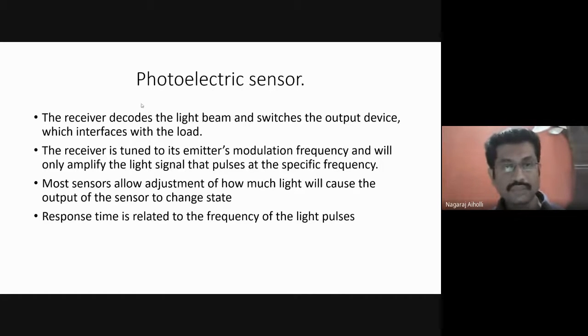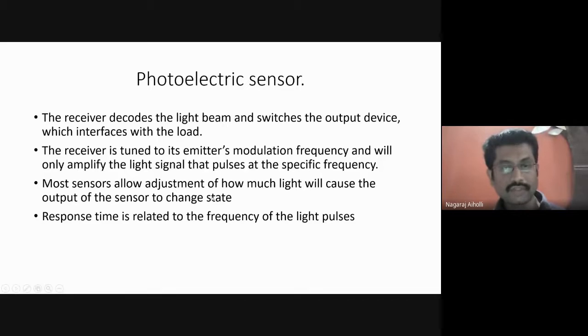The receiver is tuned to its emitter modulation frequency and it will only amplify the signal that has the frequency that is sent by the transmitter. Whatever signal frequency is sent by the transmitter, the receiver will tune to that particular frequency, and if it receives that signal frequency only then it will amplify the signal for further processing. Otherwise, it will reject the signals.